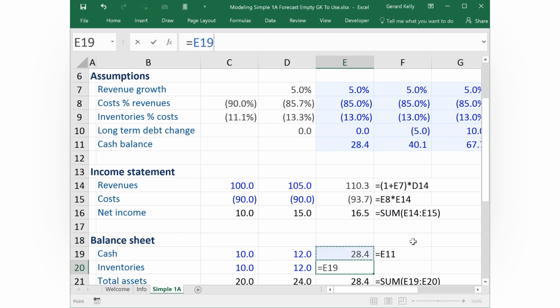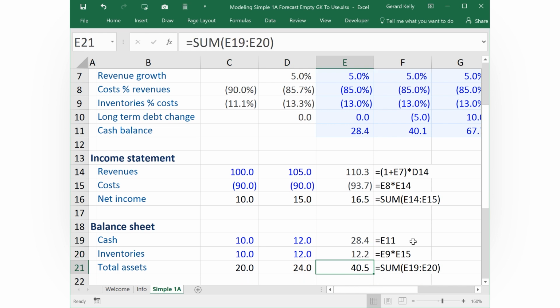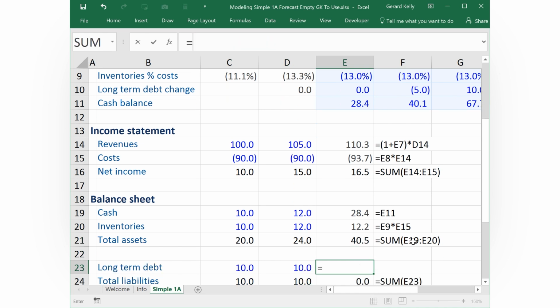Inventories go up to your assumption again, and it says it's going to be 13% of costs. So I multiply the 13% by costs of 93.7. So my total assets are 40.5. I really hope that my total liabilities and equity comes up 40.5 as well, and I get a balanced balance sheet. So long-term debt, what's the assumption?